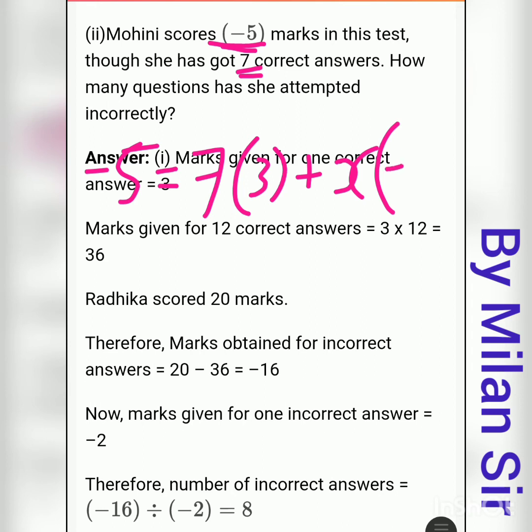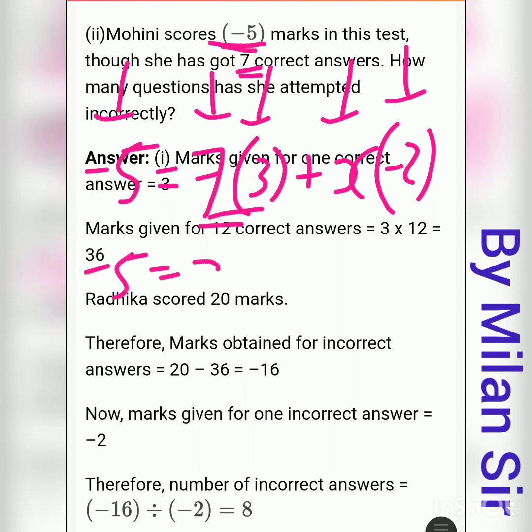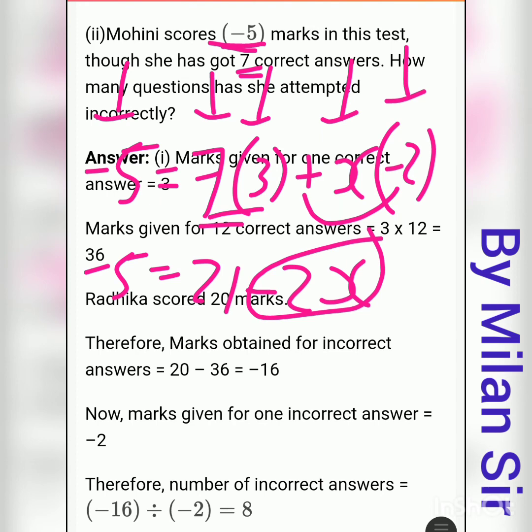And marks for an incorrect answer is -2. Total score -5 is equal to correct answers 7 multiplied by marks 3, plus the number of incorrect answers x multiplied by marks -2. So -5 is equal to 7 threes are 21, plus minus 2 multiplied by x, that is -2x. Here we have -2x, but we want +2x, so we transfer this -2x to the left hand side, and it becomes +2x.